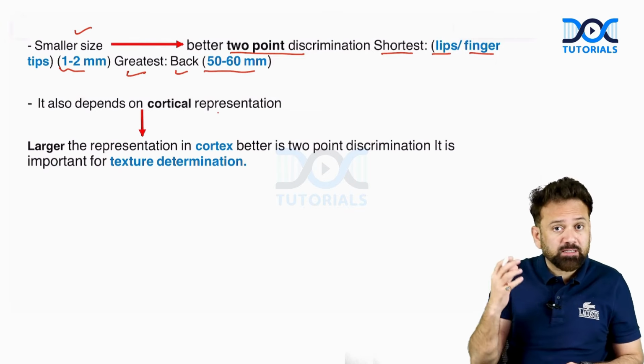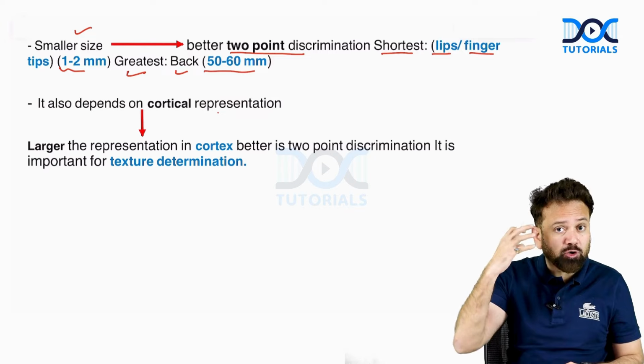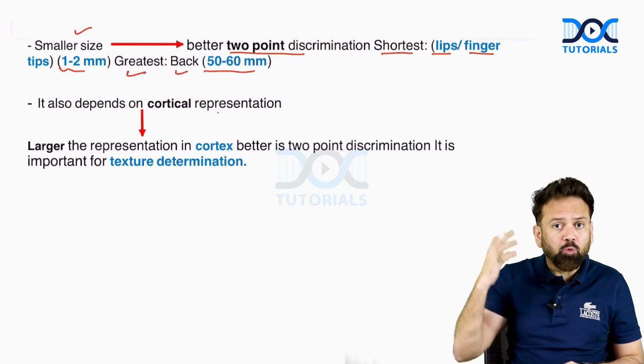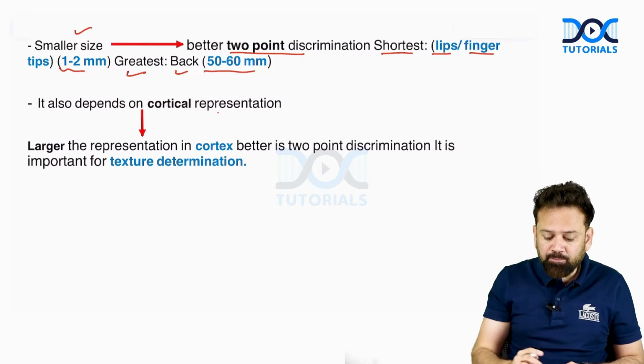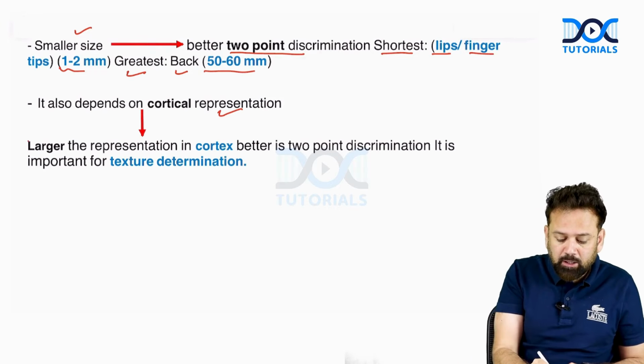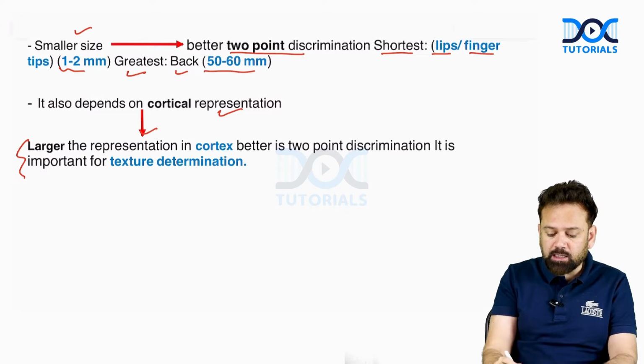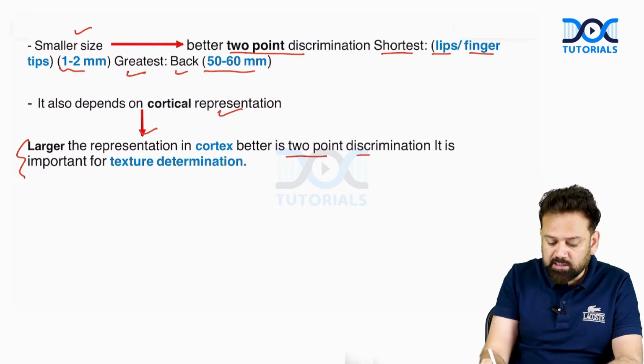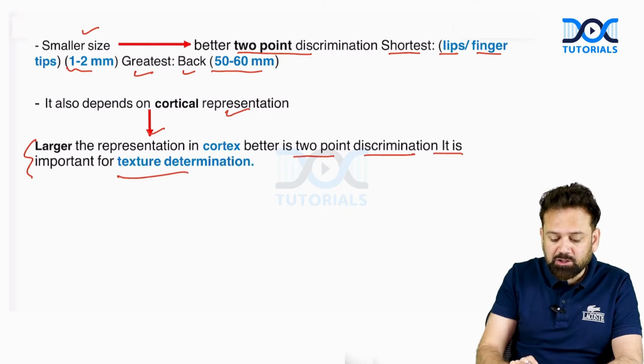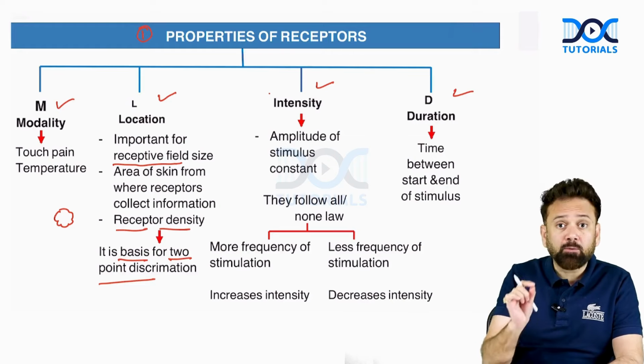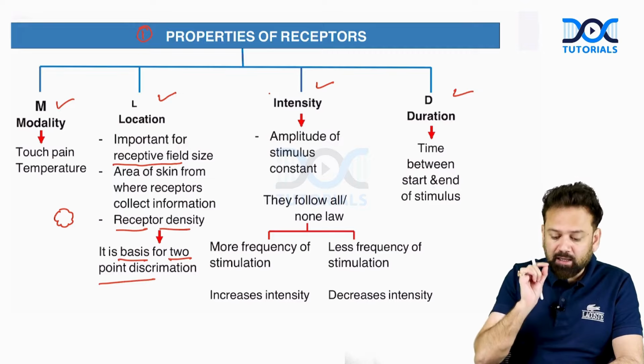It also depends on the cortical representation. More is the representation, better will be 2-point discrimination. So larger is the representation in the cortex, better will be 2-point discrimination. It is important for texture determination. So that was about location. So M modality, L location.